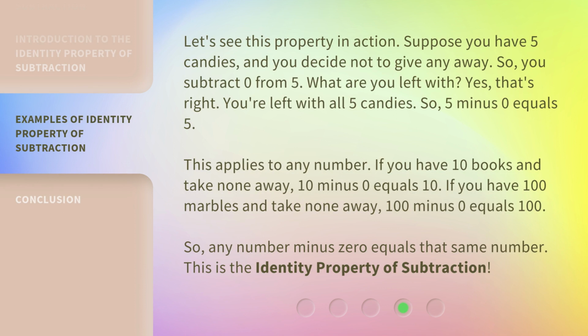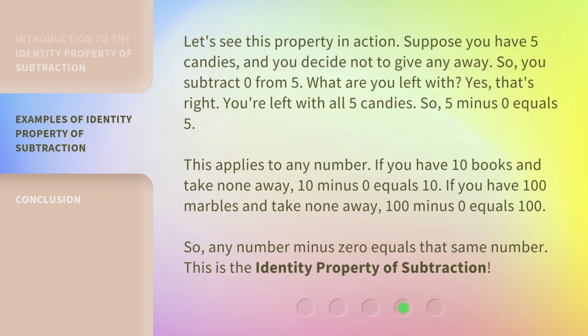Let's see this property in action. Suppose you have 5 candies, and you decide not to give any away. So, you subtract 0 from 5. What are you left with? Yes, that's right. You're left with all 5 candies. So, 5 minus 0 equals 5.